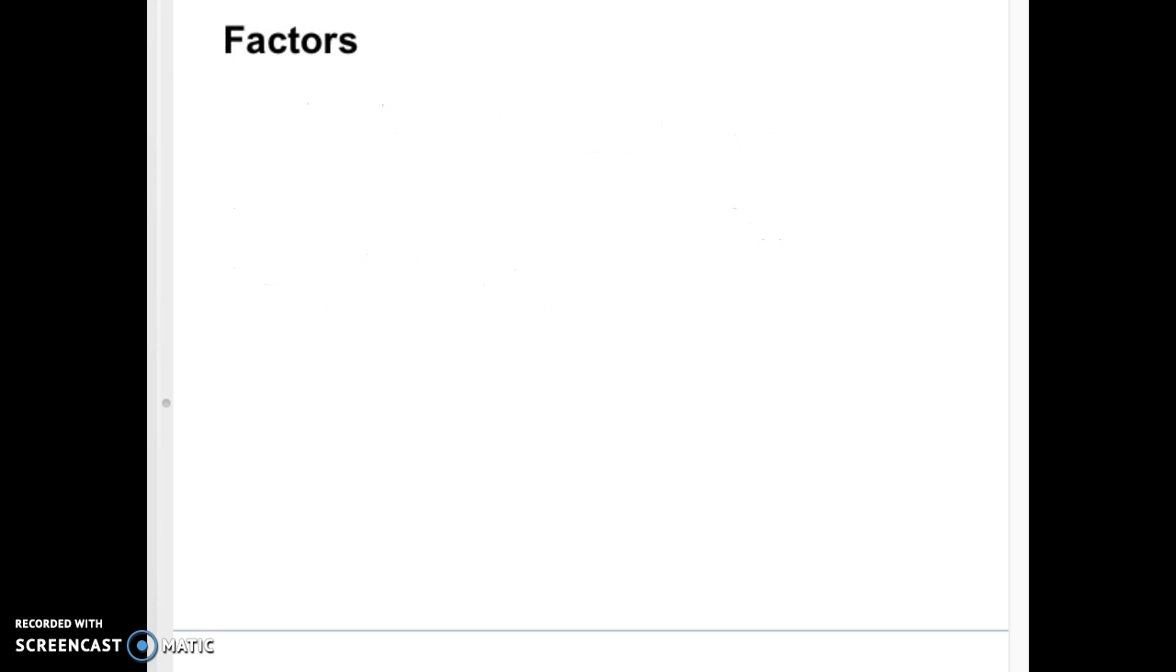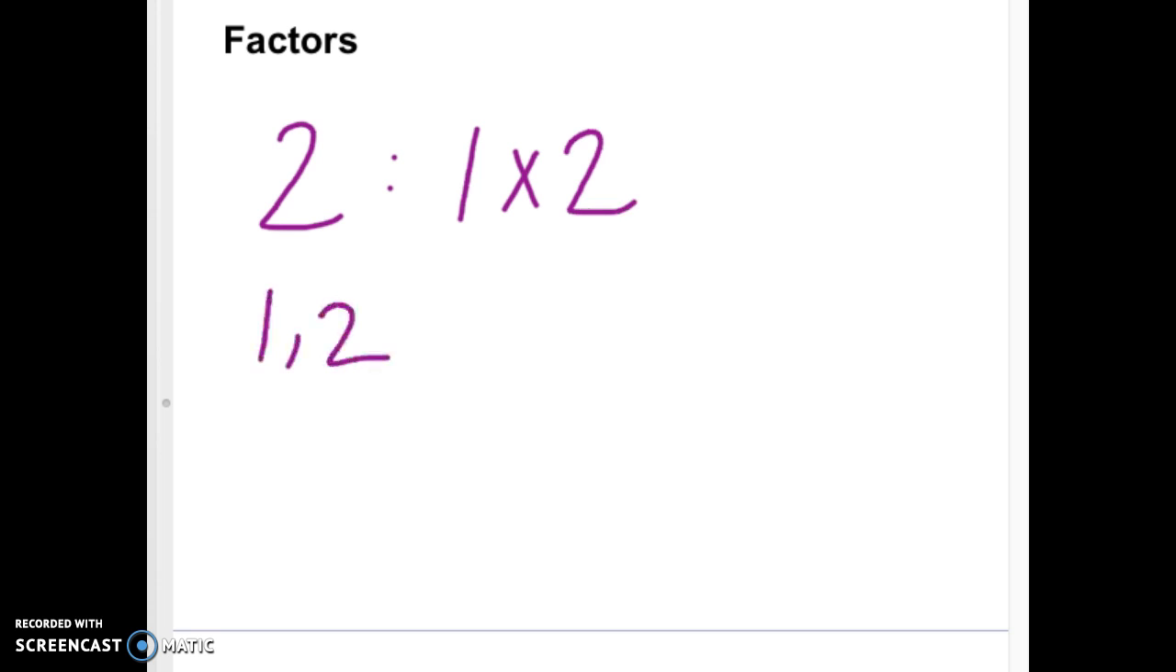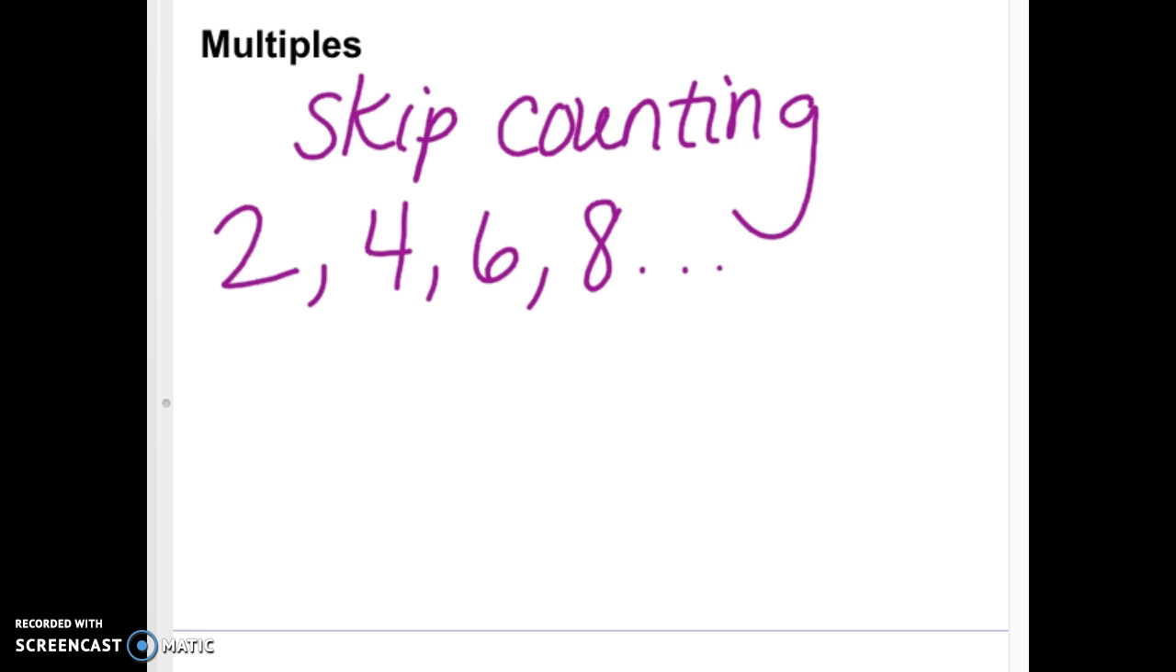The other word in this lesson is factors. Factors are the numbers that make multiples. So when I ask for the factors of 2, the only numbers that multiply to make 2 are 1 and the number 2. So there's only 2 factors, where multiples, there were several.